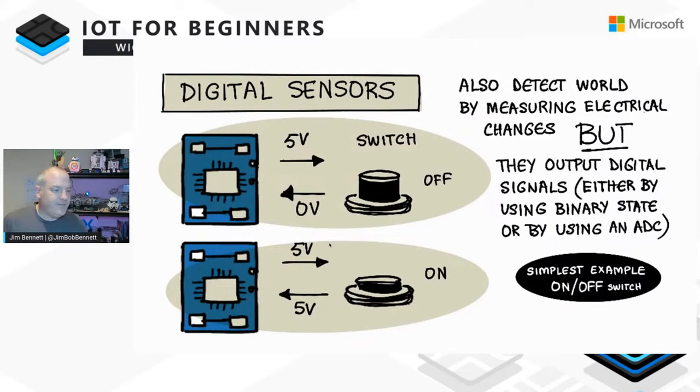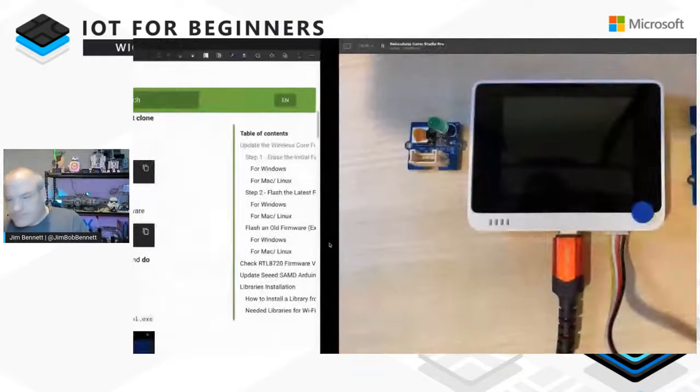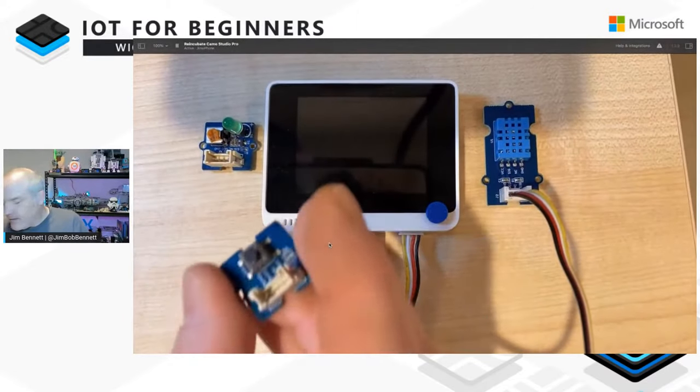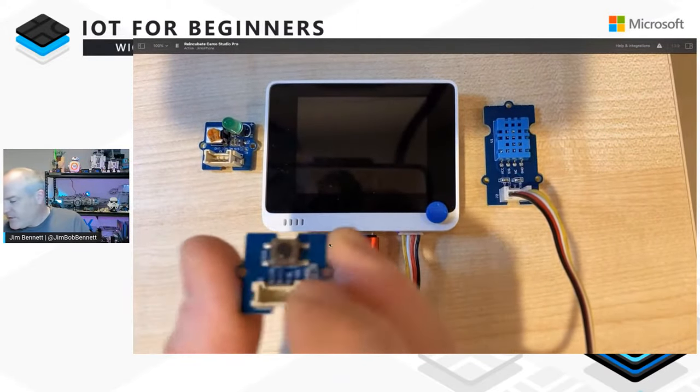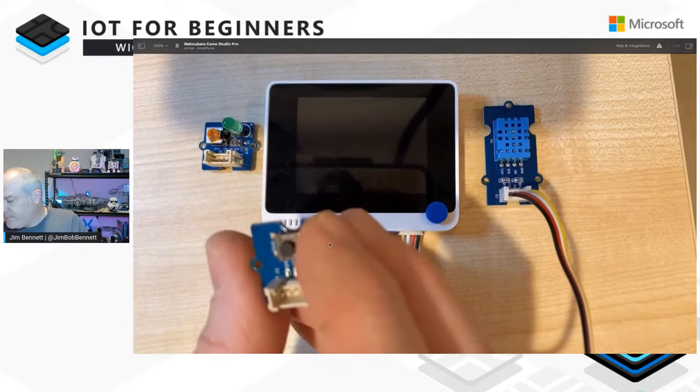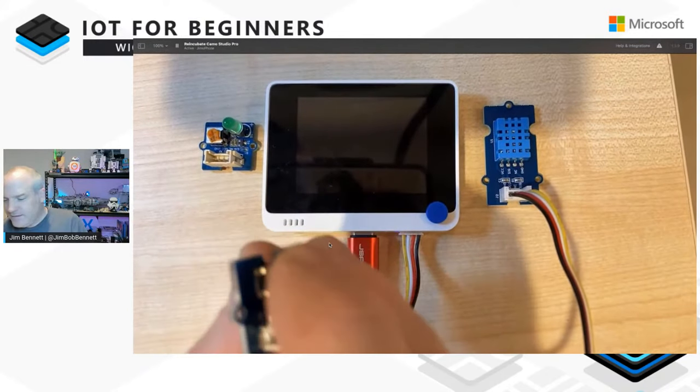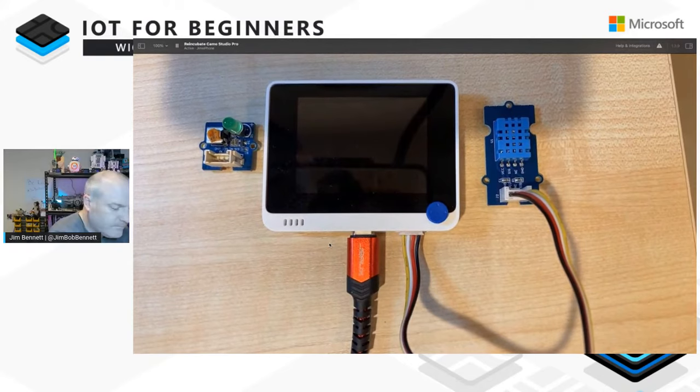So that's analog sensors. Let's move to digital sensors and start with the basic ones, which are just simple on-off sensors. A switch or button, that's the classic one. I've got a little button here. Again, a bit of Grove kit, a Grove sensor, just a little tiny black button on there, and I'll bring it to the microphone.